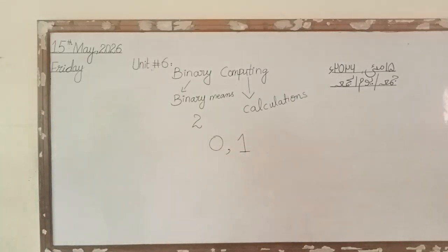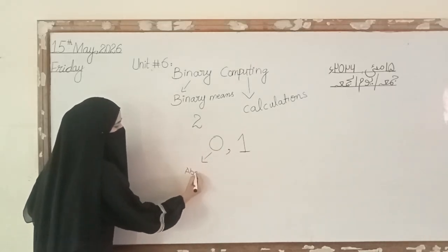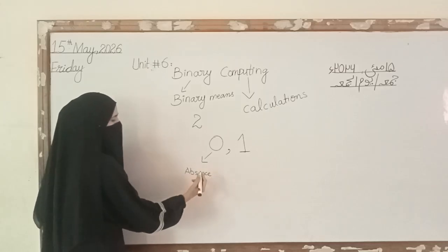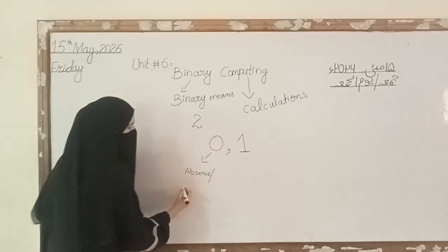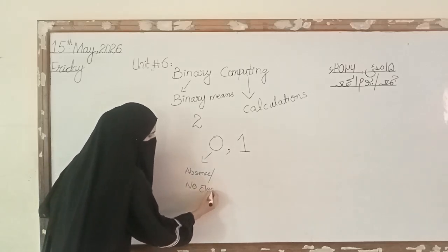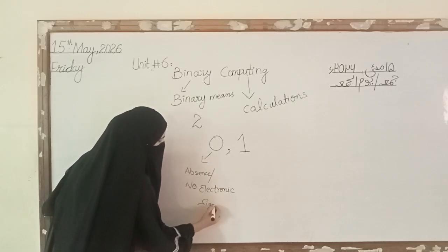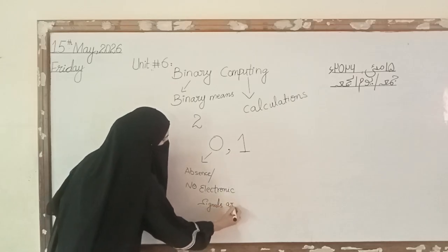0 means, who will explain? Shamir, please. What is the meaning of 0 in computer science? Yes, 0 means absence of electronic signals. No electronic signals are received.